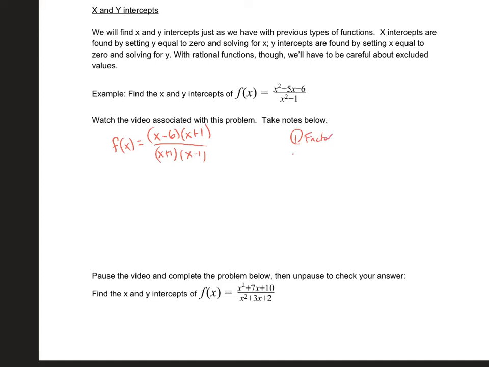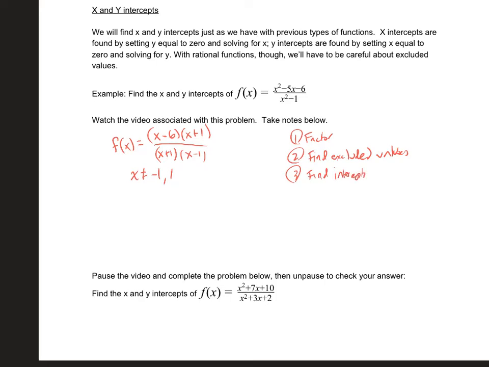And then you want to find your excluded values. Now your excluded values, remember, are the numbers that make the denominator equal to 0. And in this case, X cannot be negative 1 because of the X plus 1, and it can't be positive 1 because of the X minus 1. Now, you're ready to find your intercepts.